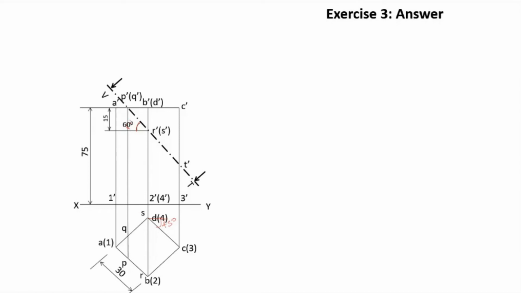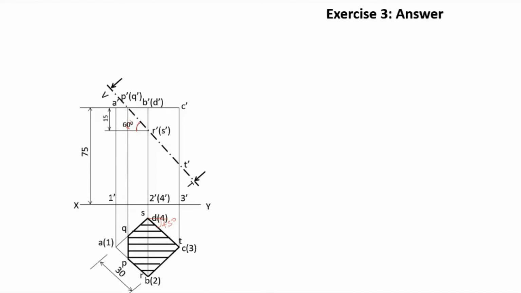Now R and S in the corresponding vertical edges. R will be in the vertical edge B2 and S will be in the vertical edge D4. Then T in the vertical edge C3. So all the 5 points are marked in the top view. Now you have to mark the top view. So this is the sectioned surface in the top view.